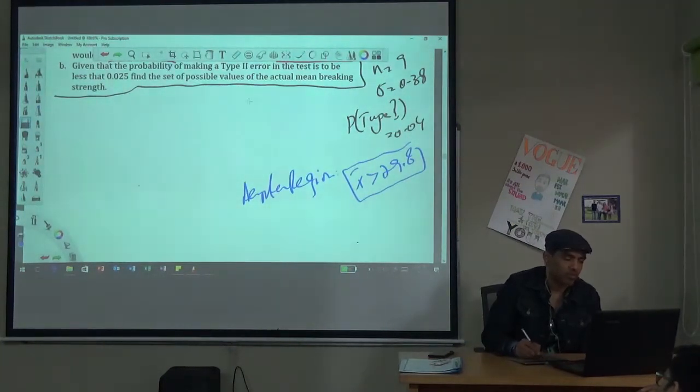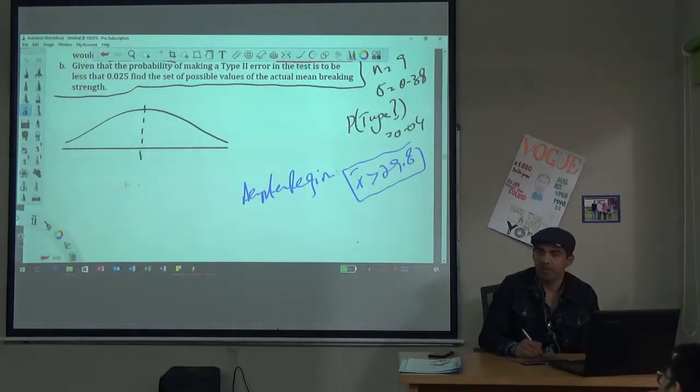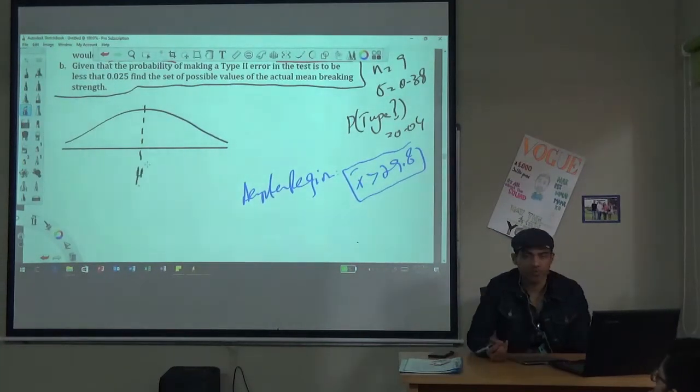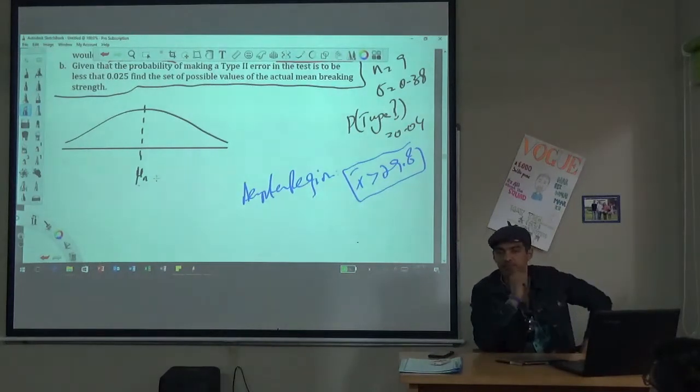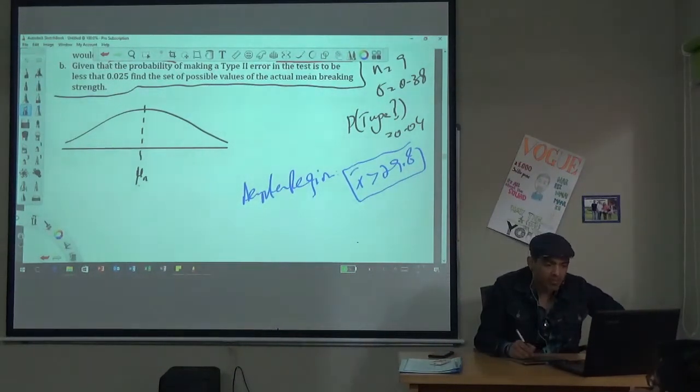Okay. So, how do we calculate the type 2 error in the first place? We identify the acceptance region on the basis of the new mean value. This time I do not know what the new mean value is. But I know that the probability of making a type 2 error is less than 0.025.